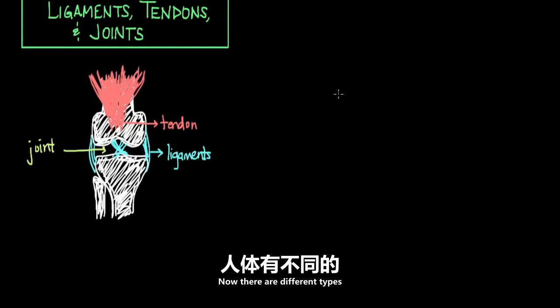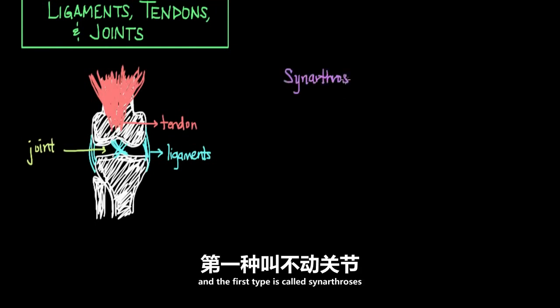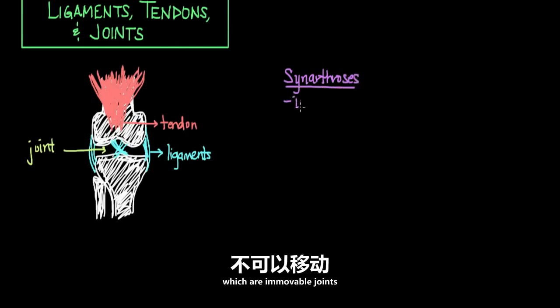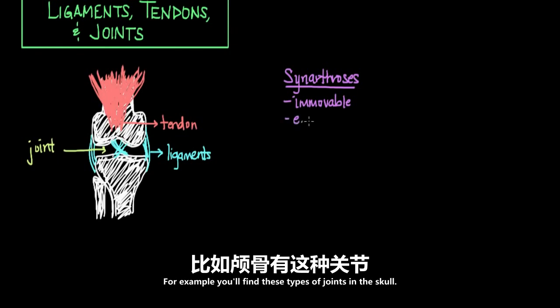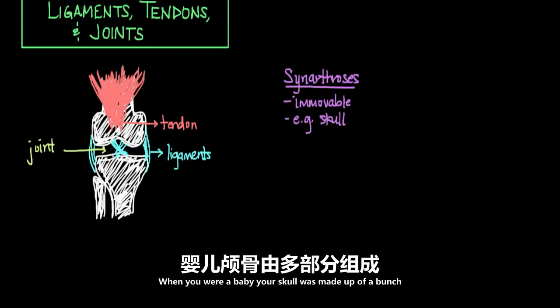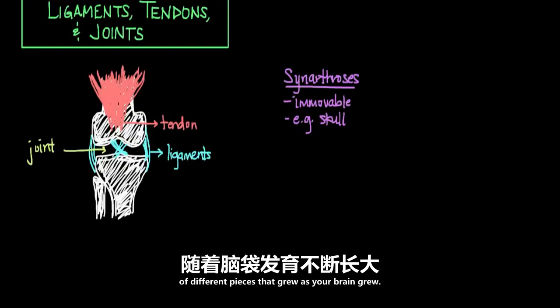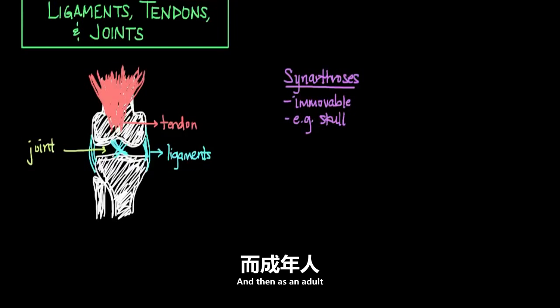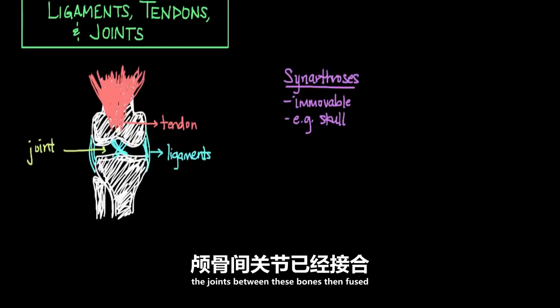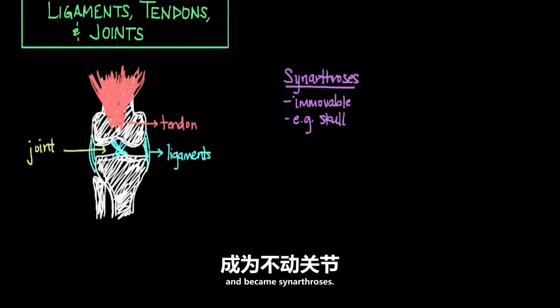Now, there are different types of joints found throughout the body, and the first type is called synarthroses, which are immovable joints where two bones are fused together. For example, you'll find these types of joints in the skull. When you were a baby, your skull was made up of a bunch of different pieces that grew as your brain grew. And then as an adult, the joints between these bones fused and became synarthroses.